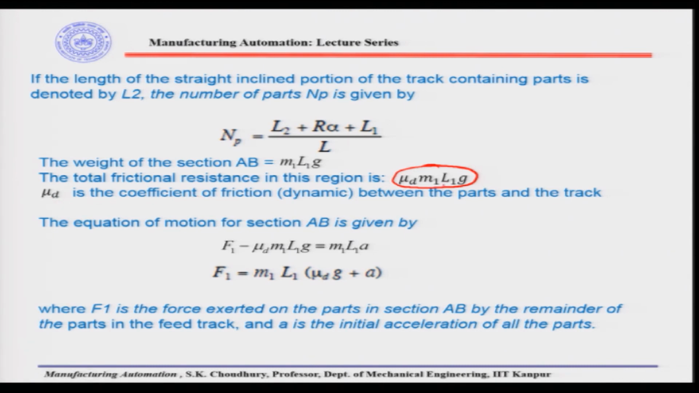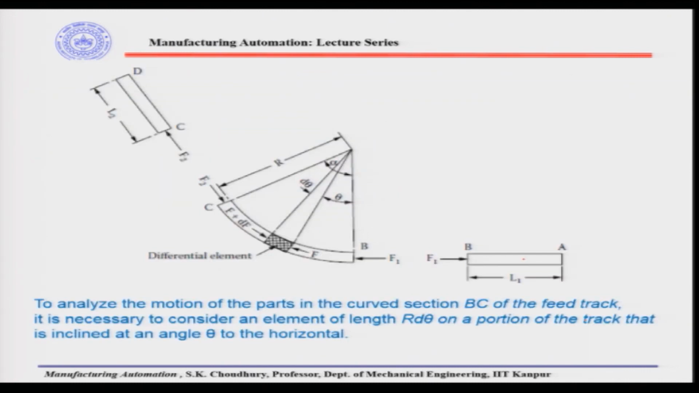All right. The equation of motion for section AB will therefore be given as F1 minus mu d M1 L1 g equals M1 L1 into a, where a is the initial acceleration of all the parts. Let me show you this: in this AB we have F1, as in a free body diagram of the entire feed track. AB, which is the straight part of length L1, has F1 here and the F1 reaction here. Okay.